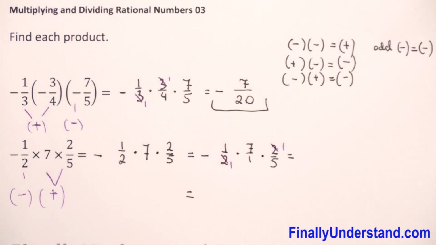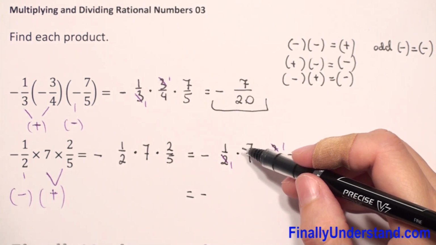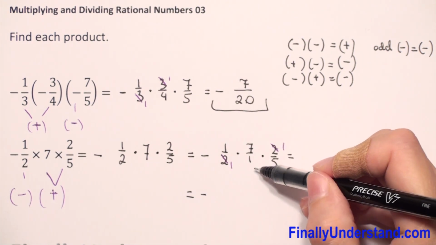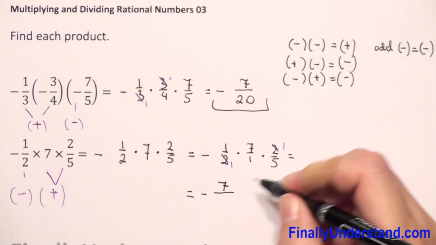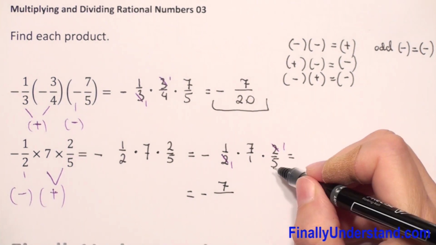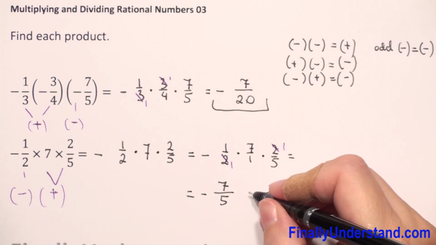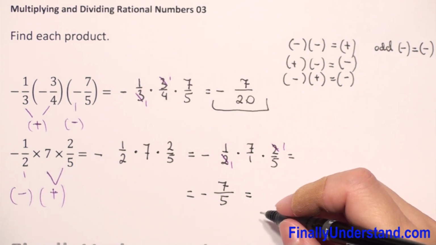So now we just do multiplication. Copy negative sign. How we multiply fractions? Numerator times numerator, denominator times denominator. So 1 times 7 times 1, so this is 7. And we have 1 times 1 times 5, which is 5. We got improper fraction. So we will change this improper fraction to mixed number.